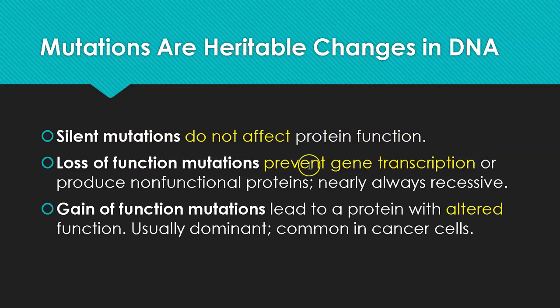Loss of function mutations prevent gene transcription or produce non-functional proteins. So they're nearly always recessive. Whatever the protein used to do, it no longer does. Gain of function mutations lead to a protein with altered function. This is common in cancer cells because they gain function. They gain the ability to create new blood vessels and all sorts of different things.